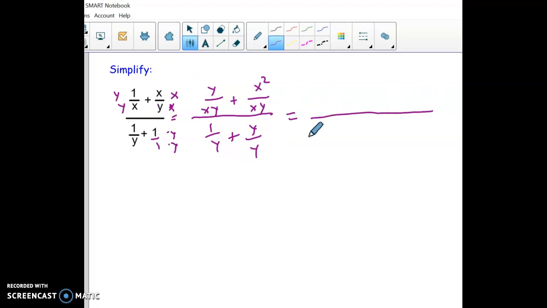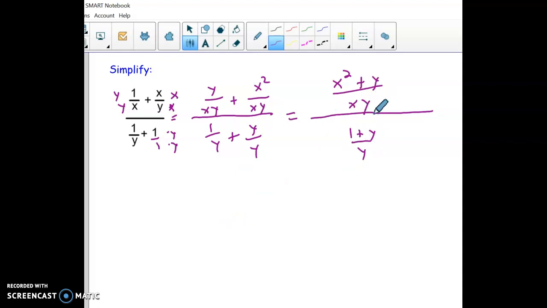Okay, and now the denominators match. So up top I have x squared plus y over that denominator of xy. And in the denominator, our denominator is y, and our numerator is just 1 plus y.